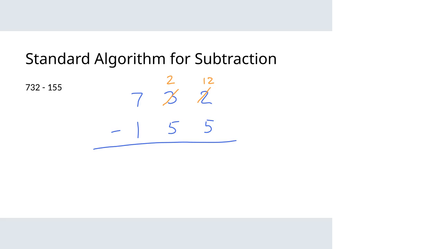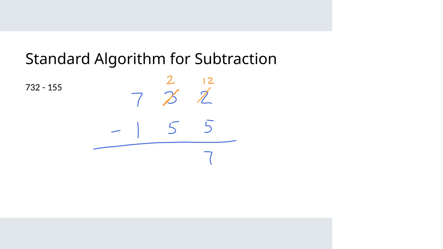In your methods class, your methods of teaching elementary school math, your professor might call this trading instead of borrowing. And I think that's a great terminology, because what we've done is we've traded one of those 10s so that we could have 10 ones. Borrow, trade, whatever terminology you want, that's what we're doing. And then we can subtract the 12 minus 5 and get 7 down at the bottom.